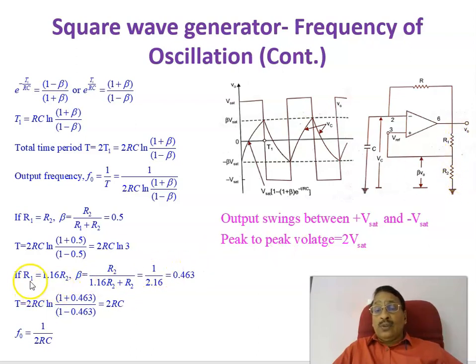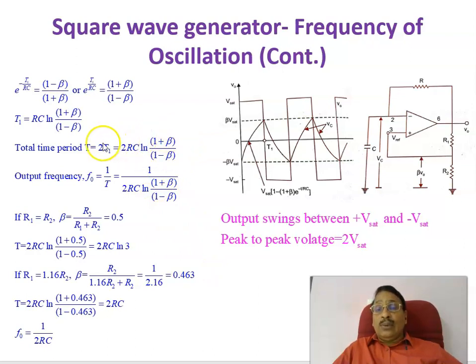Now, if R1 is equal to 1.16 R2, if you select R1 as 1.16 R2, then calculating beta again, R2 divided by R1 plus R2, that is R2 divided by 1.16 R2 plus R2, you will get beta equal to 0.463. Now substituting this 0.463 in this equation, you get 1 plus 0.463 in the numerator and 1 minus 0.463 in the denominator.